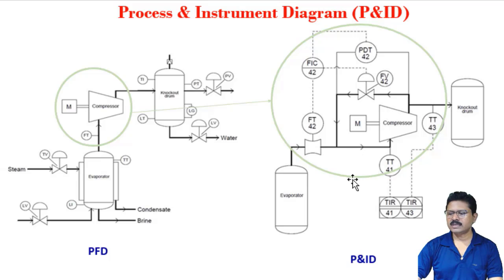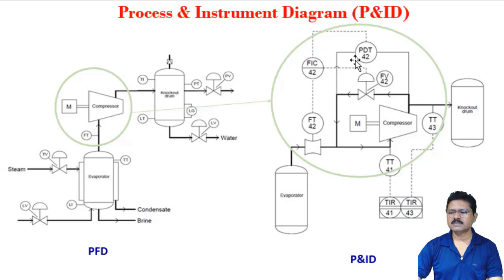In the case of the process and instrumentation diagram, we can see here FIC42. This is the flow indicating controller. This controller gets two signals. One signal from this flow transmitter. This is the symbol of a Venturi flow meter. This flow transmitter gives the flow signal to the flow controller. And the other signal is coming from this differential pressure transmitter.